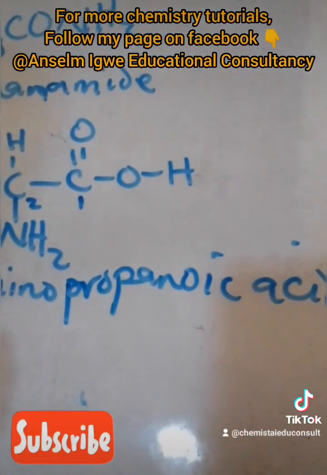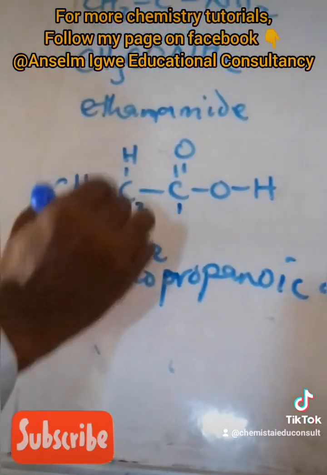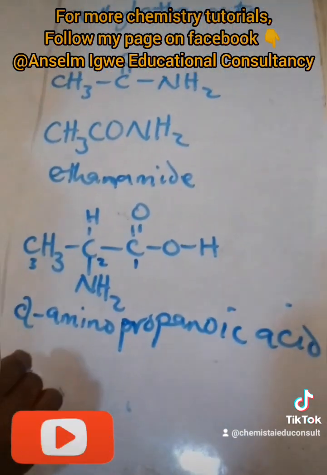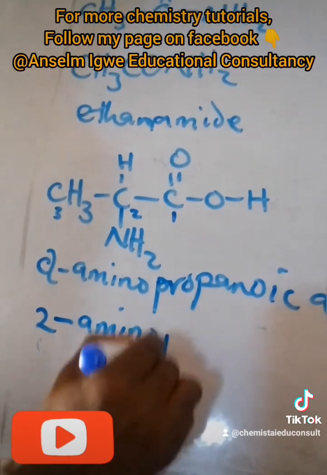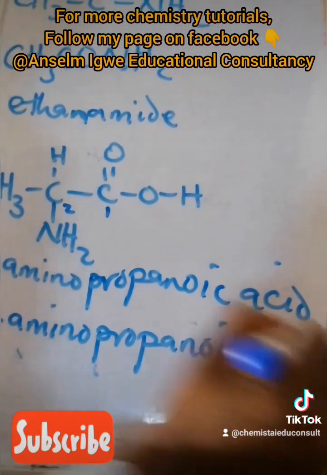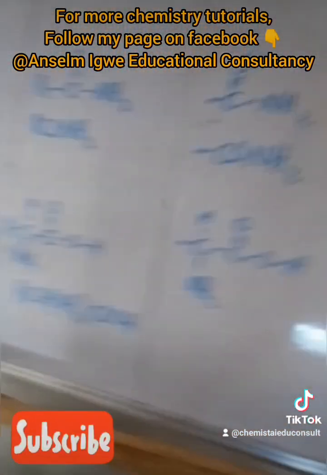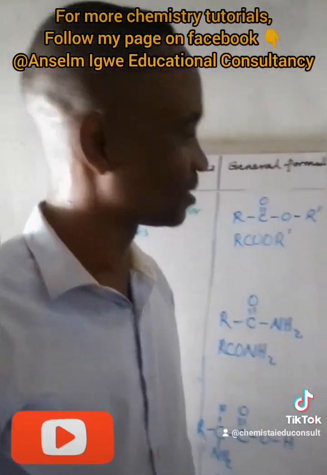You may not want to put alpha. You put 2 because that is the second carbon atom where the amino group is. So you can call this 2-amino propanoic acid. Okay, so next time we are going to continue with a few homologous series remaining.